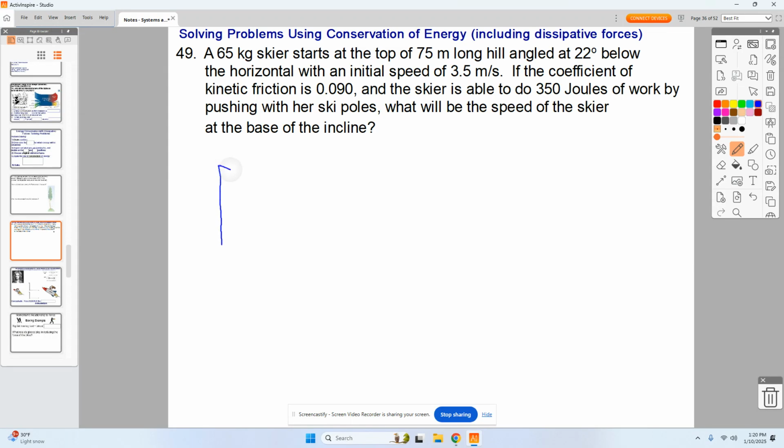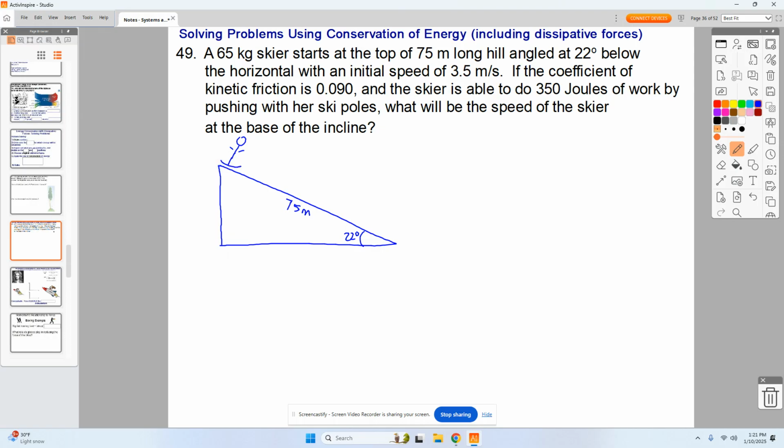We have a person on a hill. And we know that the length of the hill is 75 meters. That's not the height of the hill. It's the length of the hill, 22 degrees below the horizontal. Are you guys okay with that being the same as a 22-degree hill? The angle of declination and the angle of inclination would be the same, your alternate interior angle business from your geometry days. So I like all that. That looks good. They are starting at the top of the hill, a little skiing action going on.